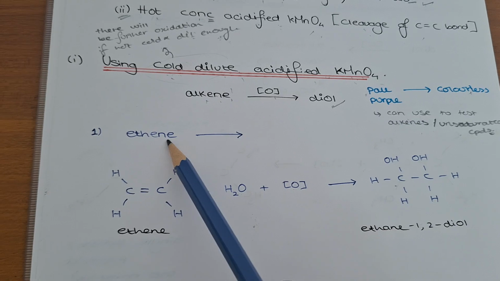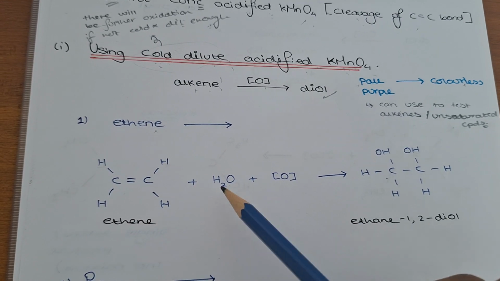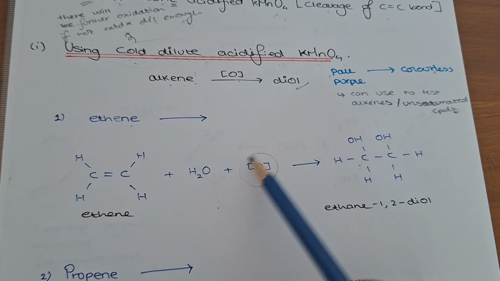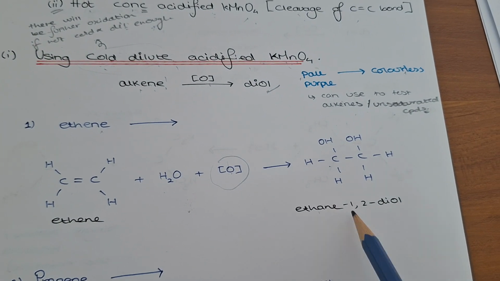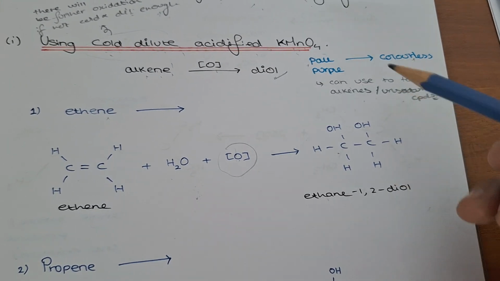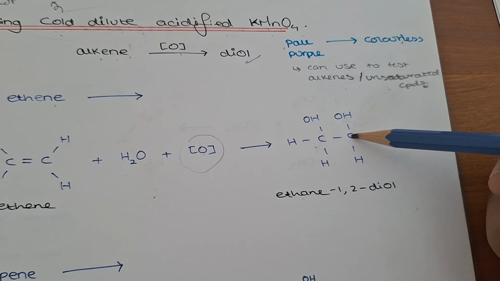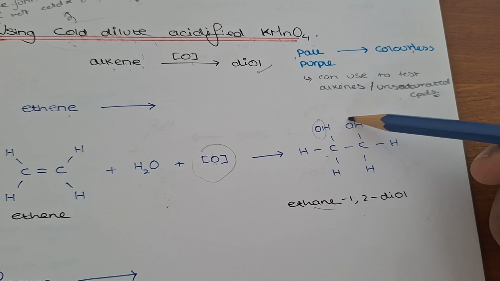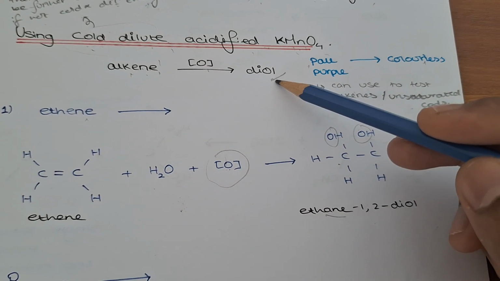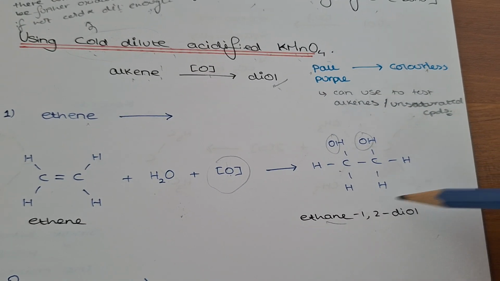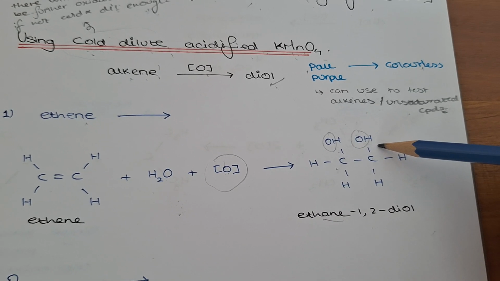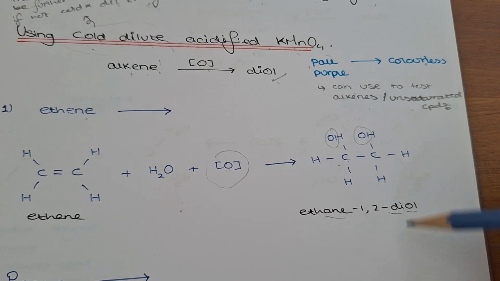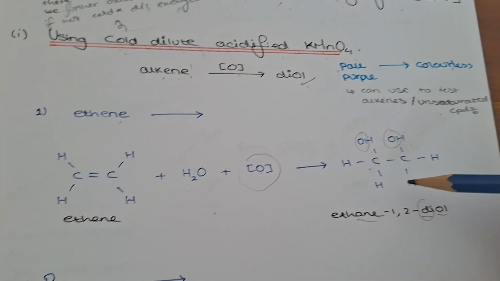So if you take ethene, this is your ethene, and the equation is normally written like this: plus water plus the oxidizing agent, and it gives you ethane-1,2-diol. It is ethane because we have two carbons, and a double bond, so it's an alkene. There are two hydroxyl groups, so it is a diol, not dihydroxyl or whatever. And the two hydroxyl groups are on carbons 1 and 2, so 1,2-diol. Two hydroxyl groups.